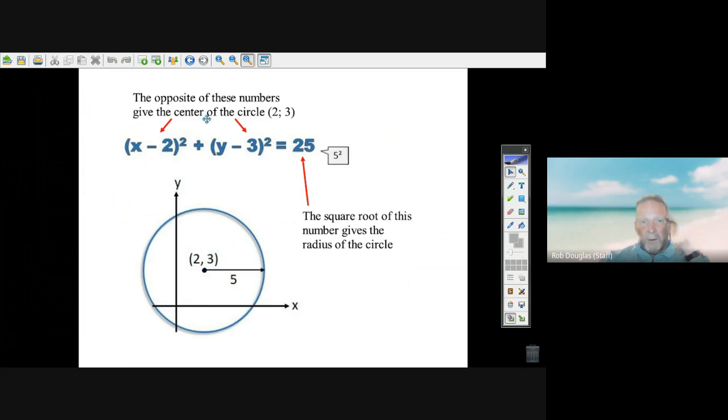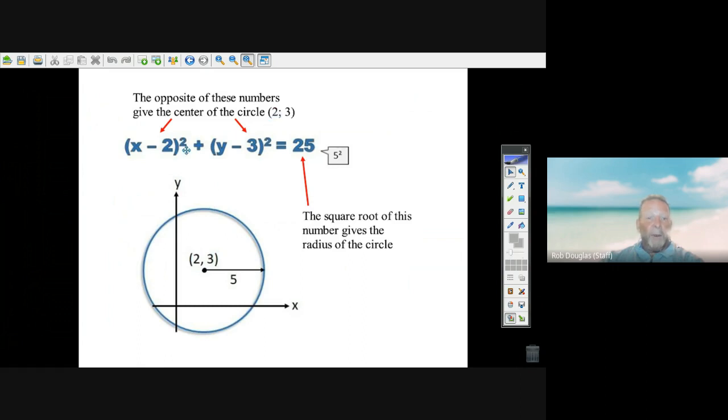So here's a circle where you have two squares that sum to equal 25. If we take the square root, that means the radius is 5. But the center is the opposite of these two numbers. If you subtract 2, it shifts the circle 2 over. And if you subtract 3 from y, it shifts it 3 up. If you added, you'd go to the left or down.